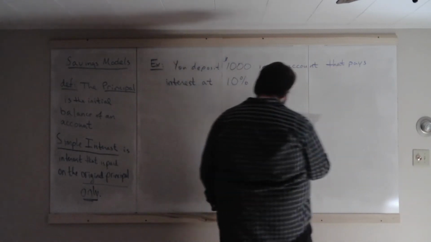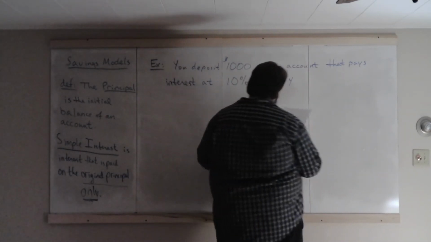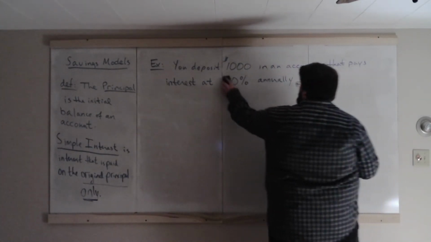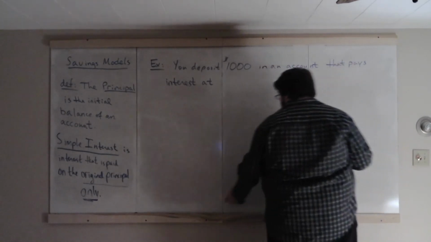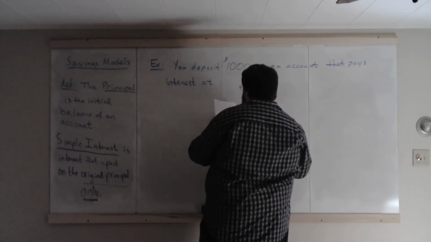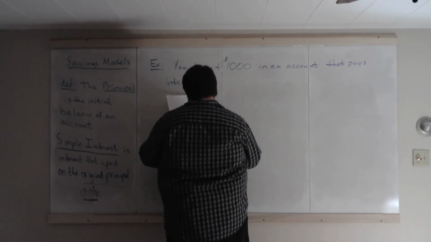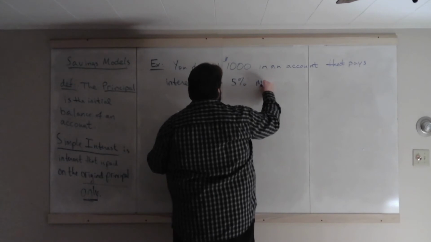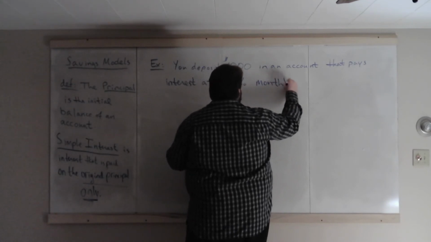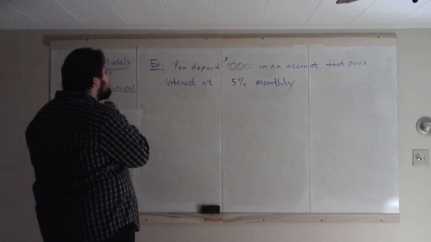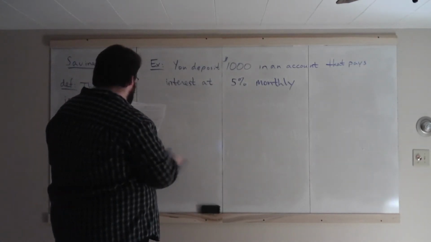So let's change the numbers. Let's leave it at 1,000. That's a nice number. And interest is paid, let's change this annually up, at 5% monthly. That's nice, I think. Suppose you deposit 1,000 and interest is paid 5% monthly.